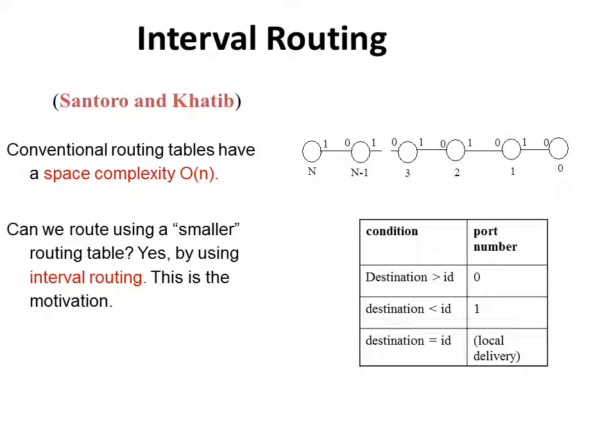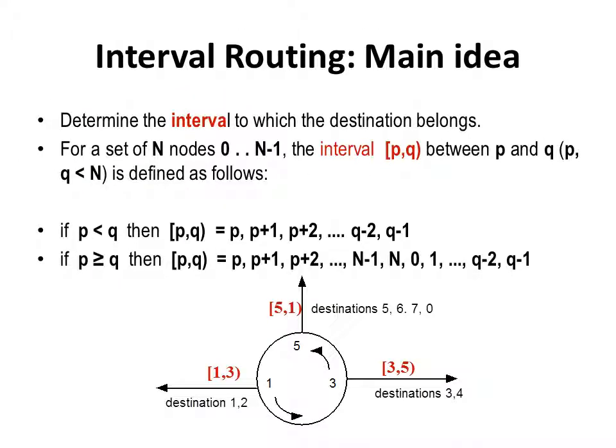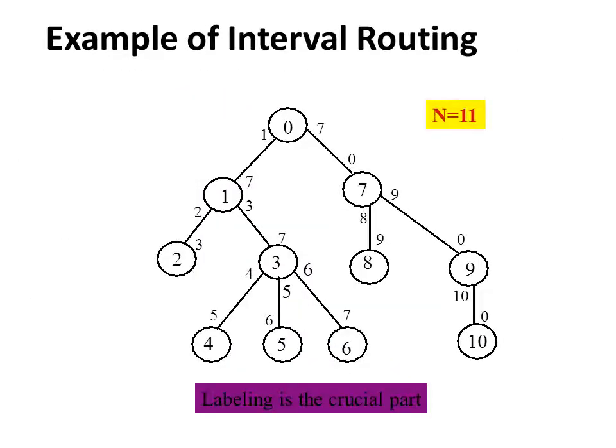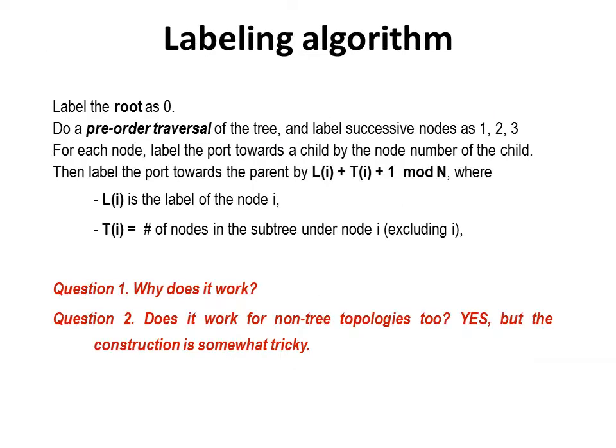Now, when it comes to interval routing, given a tree structure, you should be able to label each of the nodes, and you should also be able to label the ports, right? The outgoing ports and the incoming ports at each of the nodes. So this was, I think, a question in your homework. So you can expect a similar kind of problem in your final exam.